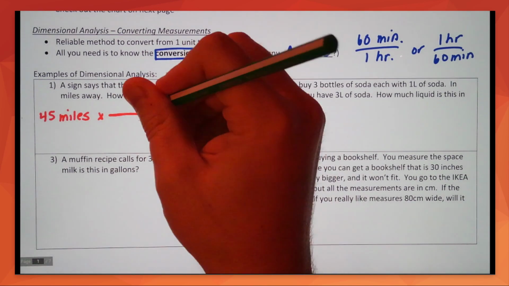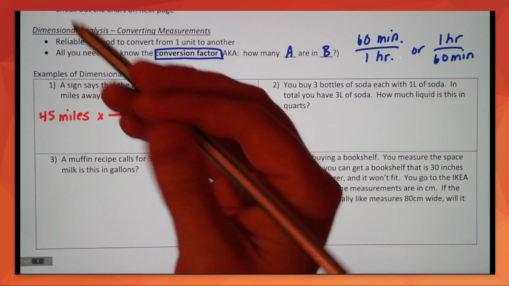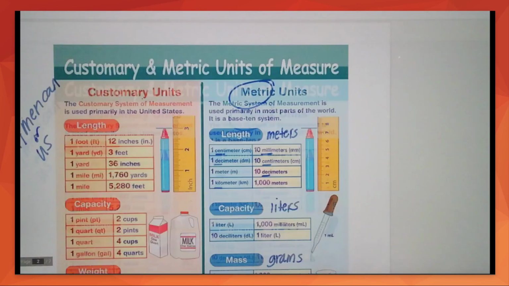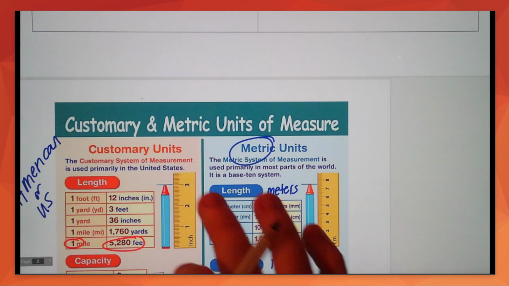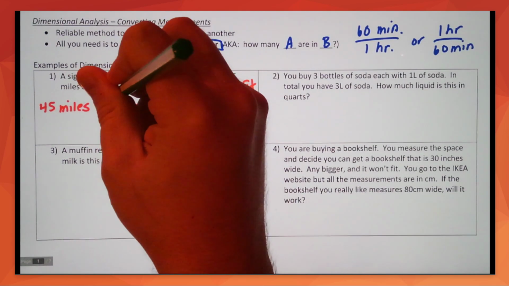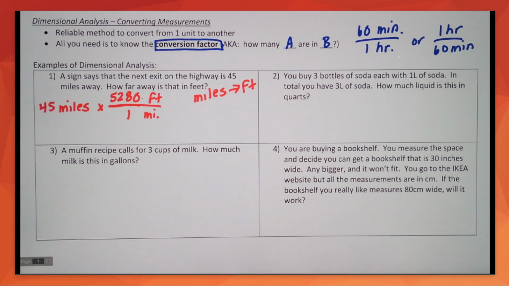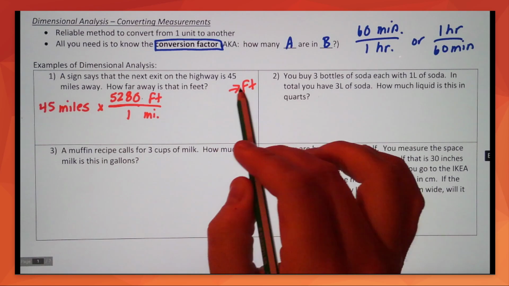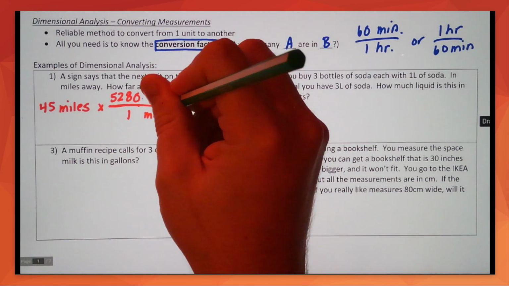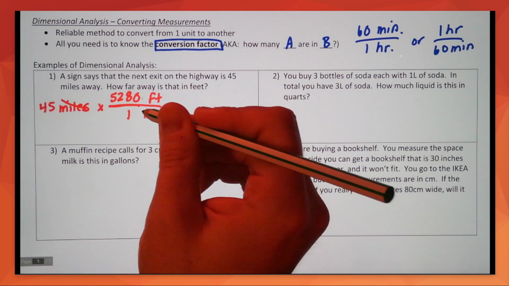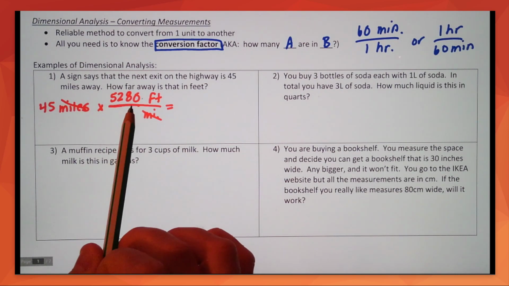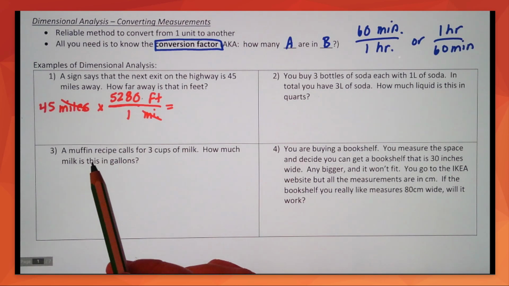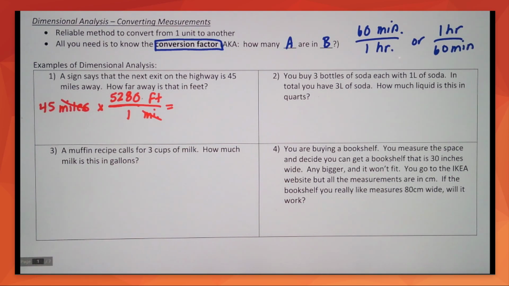So if miles is on the bottom, that means that feet has to be on the top. So we need to know in 1 mile how many feet are there. And we can do that by going to our conversion chart. In 1 mile, there are 5,280 feet. So we need to go and put 5280 up here. And now when we do this multiplication, I'm just going to erase this because it took up too much space. When we do this multiplication, this miles is going to cancel out. And we just need to do 45 times 5,280. Technically you're dividing it by 1, but something divided by 1 just comes out to itself, so you can kind of ignore that.